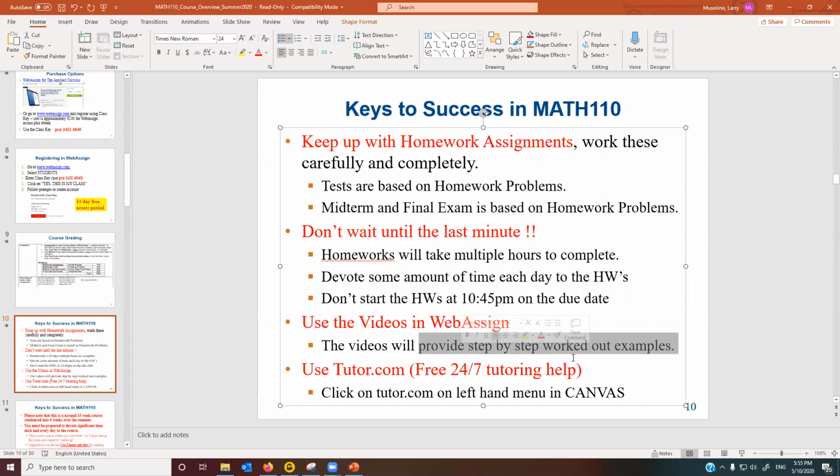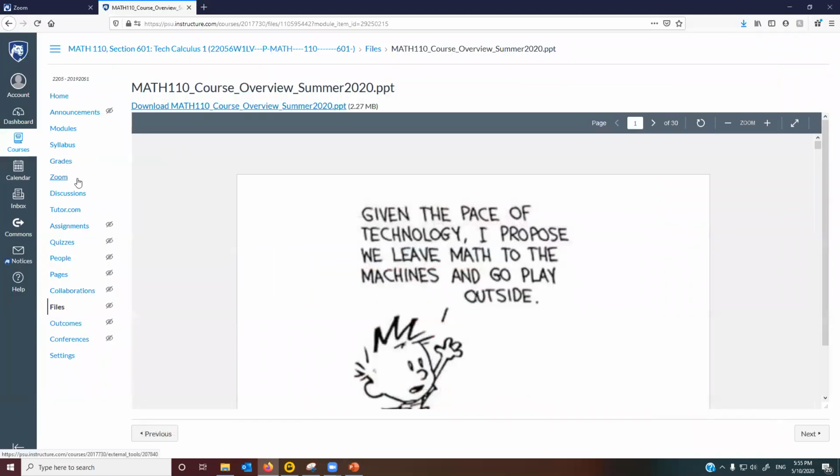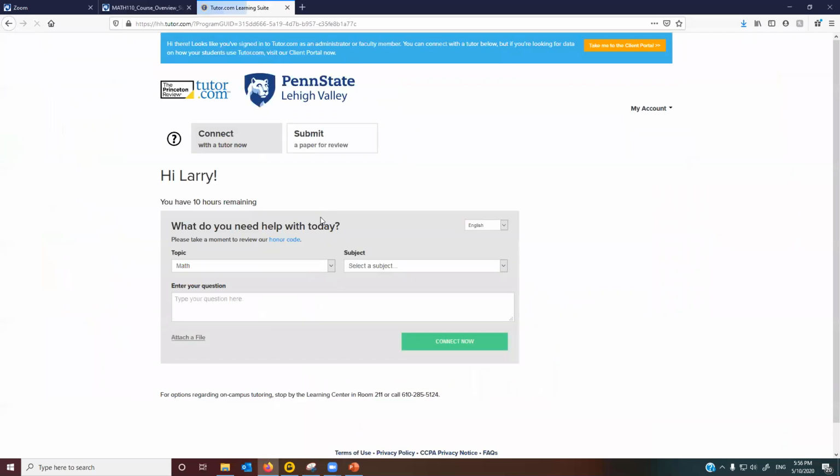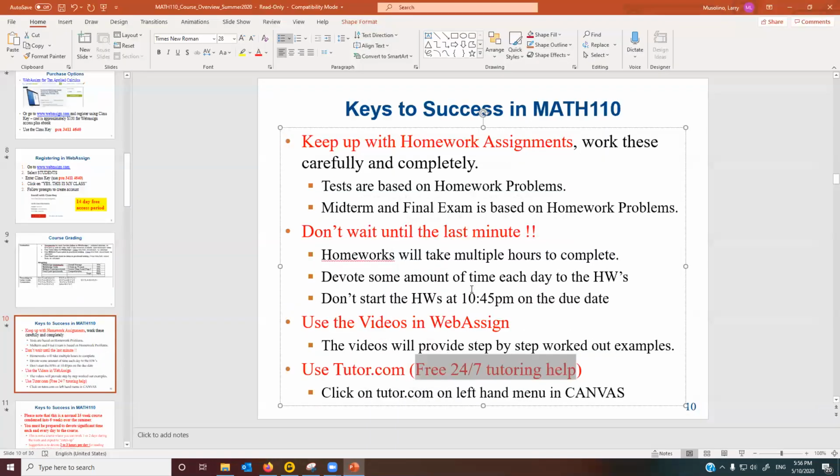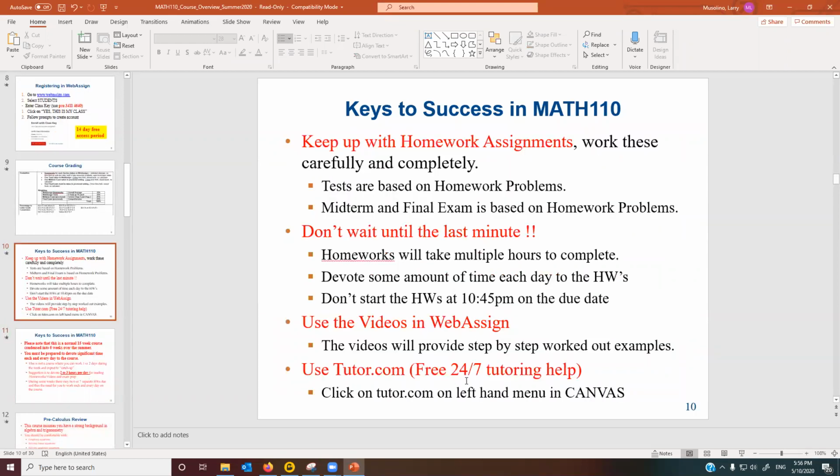You also have free tutoring, folks. There's a 24/7 tutoring program available. It's totally free. It's called tutor.com. It's available in the left-hand menu in Canvas. So if you come here in the left-hand menu, click tutor.com. You could come here and select a subject called calculus. You would click here on Connect Now. That would connect you with a live person, and they could assist you with any questions you might have. It's nice that it's available 24/7. So even if you're working at some odd hours, you can still get help.